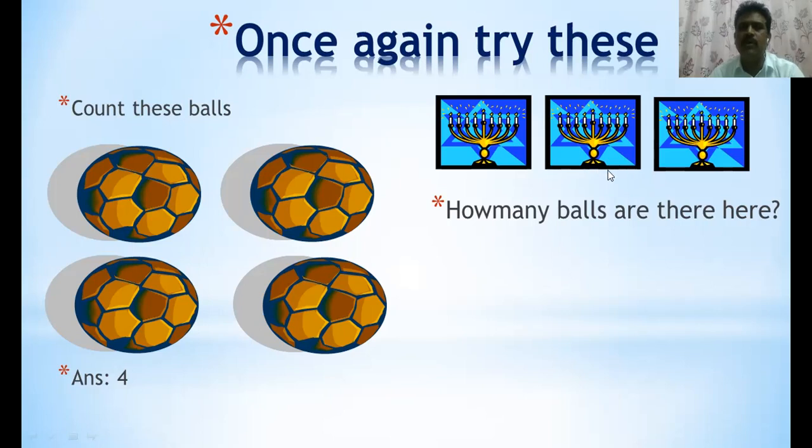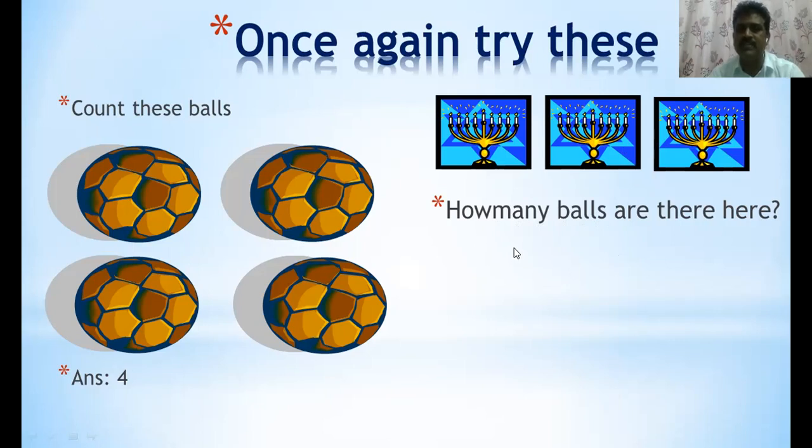How can you count balls here? We can count the lamp stands, 1, 2, 3. But I did not ask a question like that. How many lamp stands are there? No, that's not the question. Now the question is, how many balls are there here? You can say the answer.